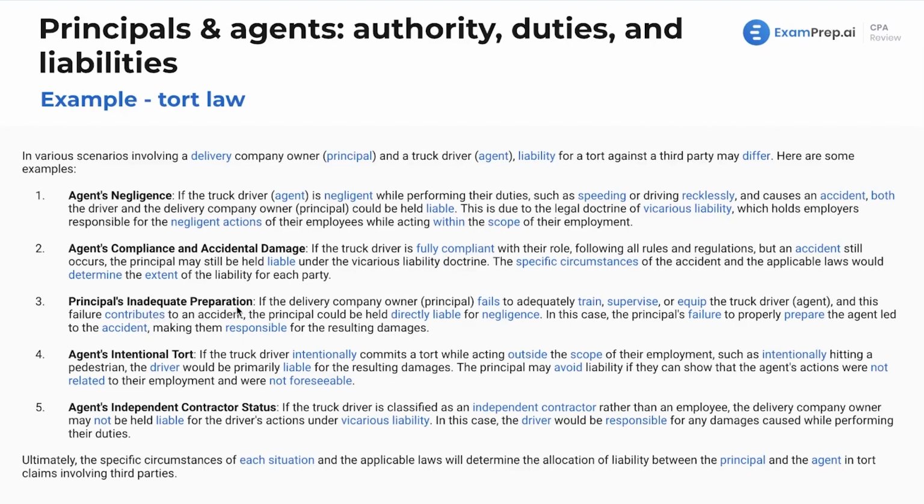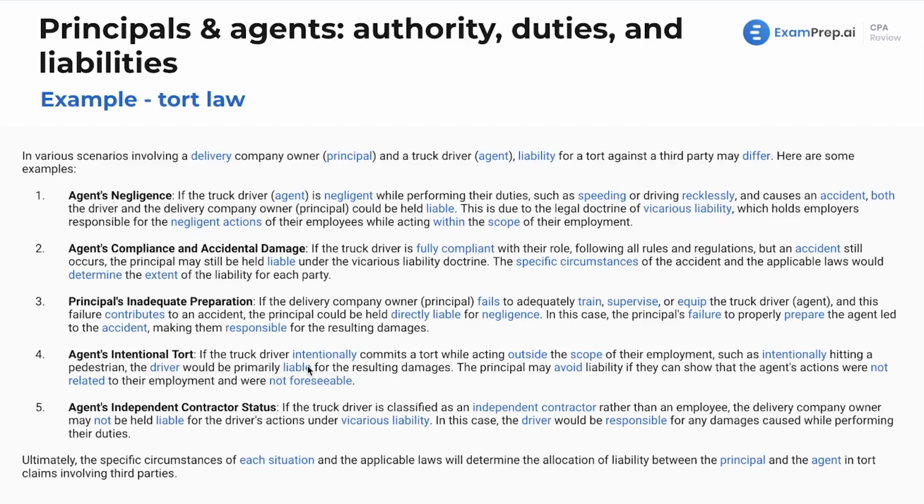Principal's inadequate preparation. If the delivery company owner, the principal, fails to adequately train, supervise, or equip the truck driver who is the agent, and this failure contributes to an accident, the principal could be held directly liable for negligence. In this case, the principal's failure to properly prepare the agent led to the accident, making them responsible for the resulting damages.